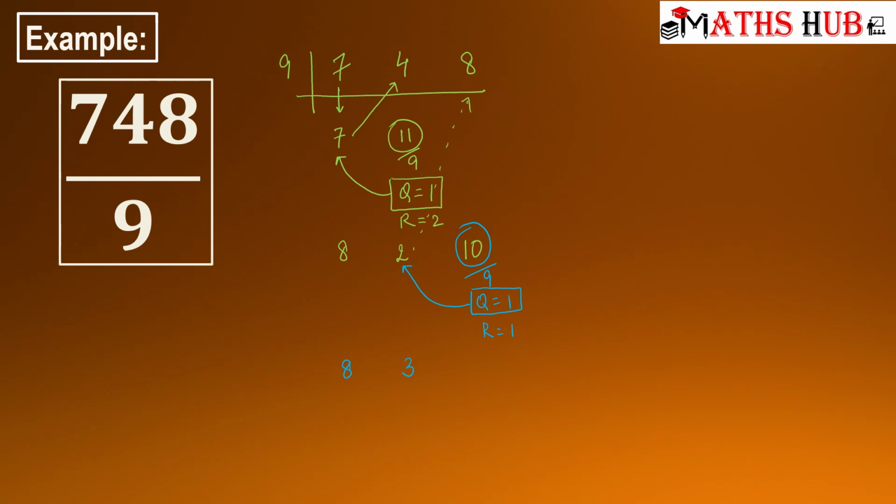So it will become 3. And the last place 1 is the remainder. So we will place a decimal in front of it. So it will become 83.1. Right? So I hope you understood the method.